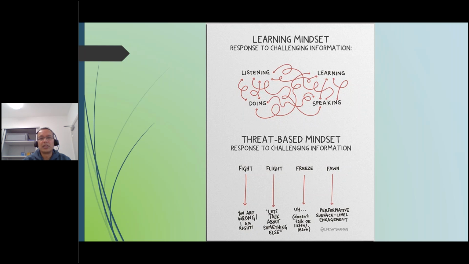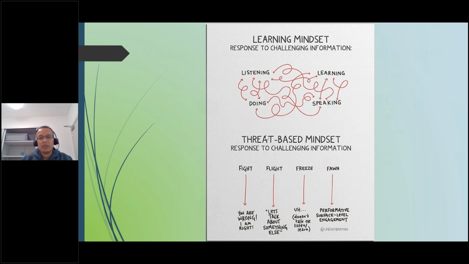Okay, so having a learning mindset is useful, as you can see here. In response to challenging information, if they have a learning mindset, meaning they're able to stay within the window of tolerance, listening, doing, speaking, and learning all intertwine and happen between each other. They can fluctuate between one and the other, and wholesome learning can take place. Whereas if people have a threat-based mindset, or are outside the window of tolerance, their response to any challenging information or situation is fight, flight, freeze, or fawn. So it's essential to recognize this in our learners, so you can bring them into the learning mindset.